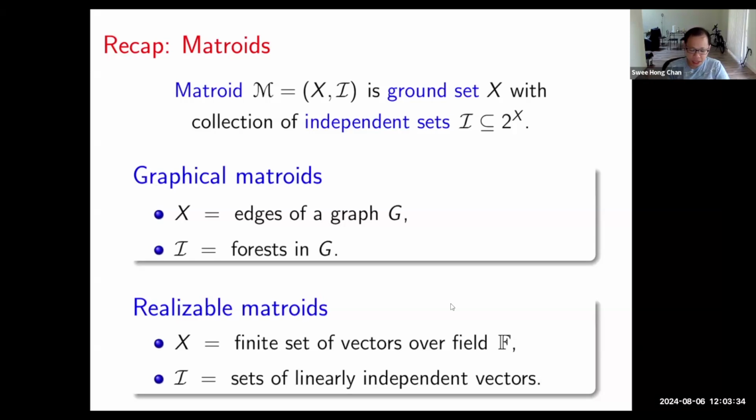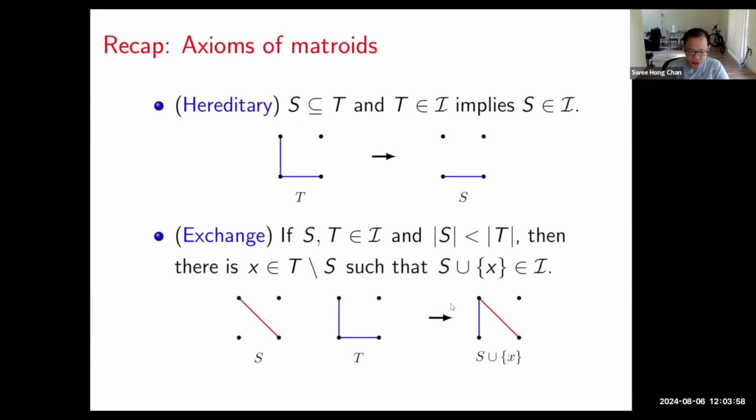And for a recap, a matroid is a combination of two things. First, you have a ground set that we will always label X. Today, our X will always be a finite set. And there will be a collection of subsets of the ground set called the independent sets, labeled by I. And these independent sets will satisfy two axioms. The first one is called the hereditary axiom. It says that any subset of an independent set, so here T is the independent set, will again be independent.